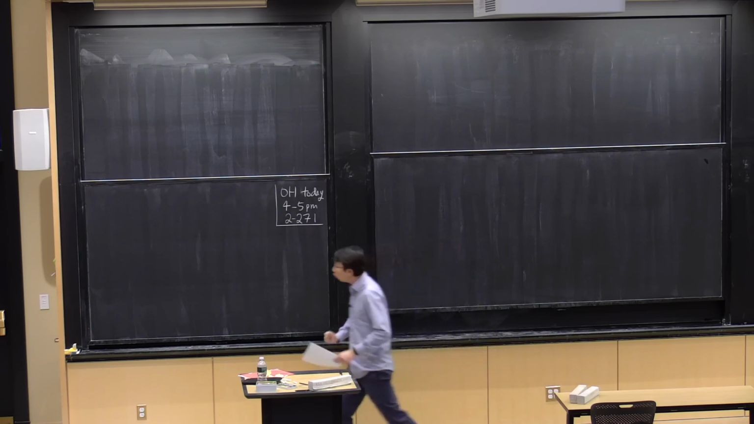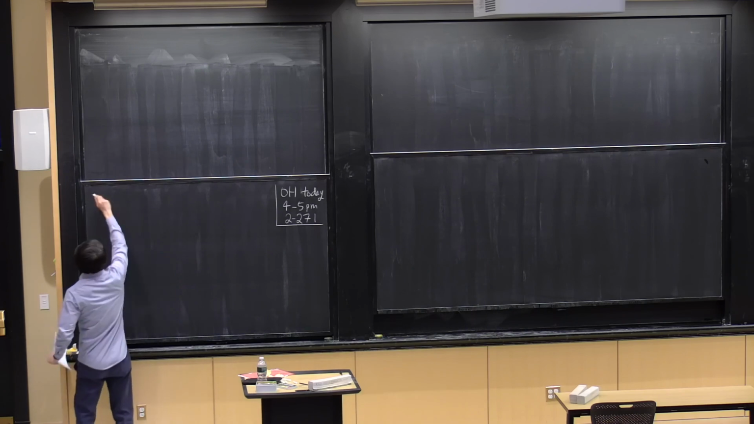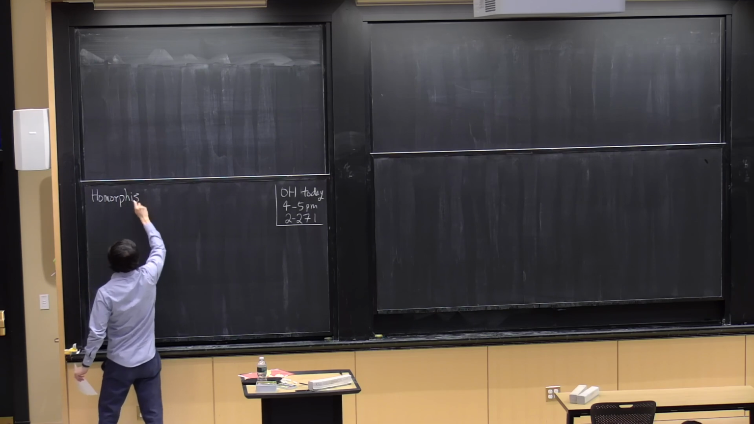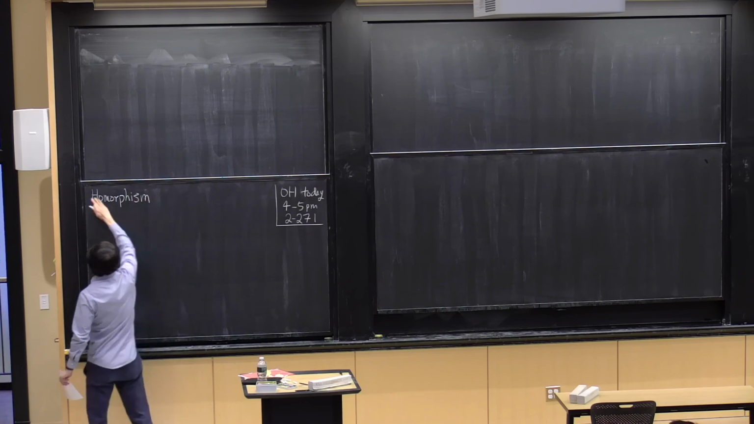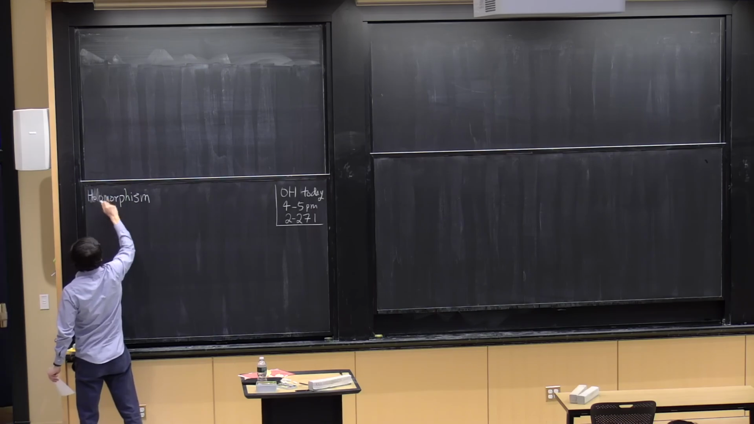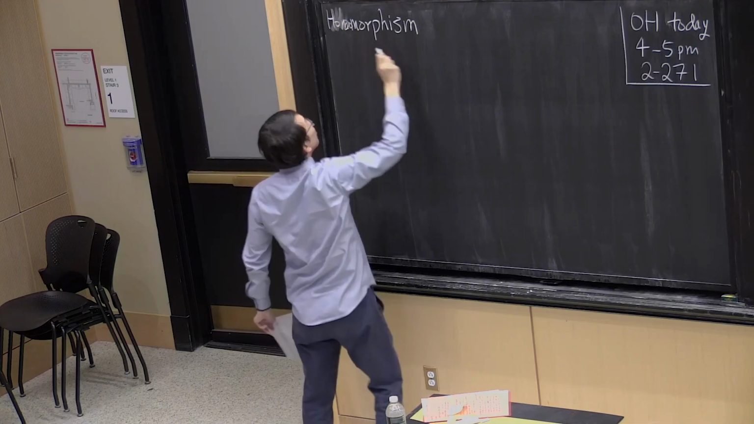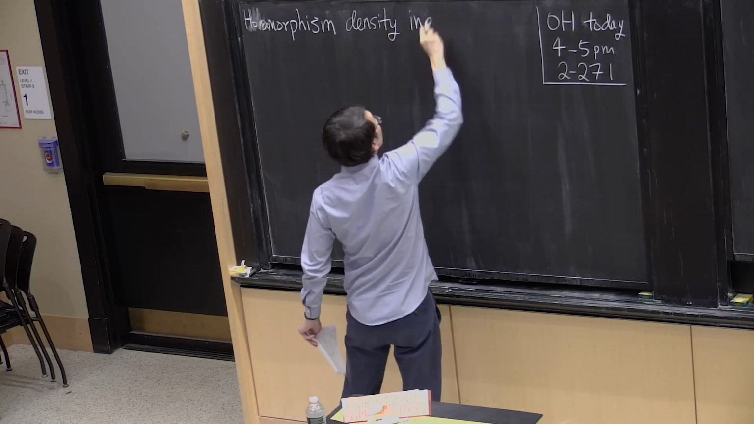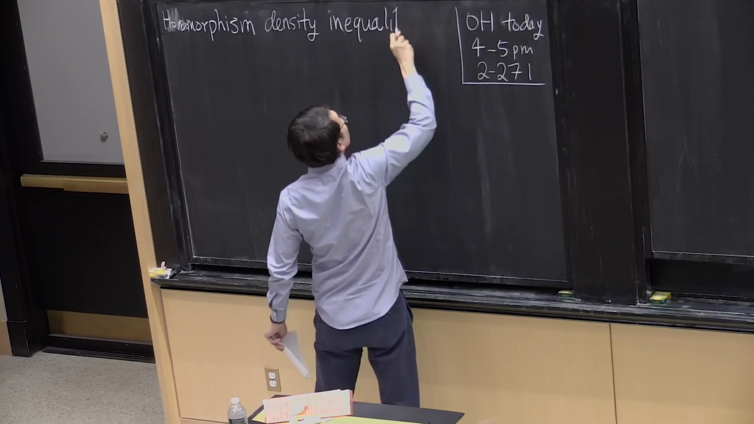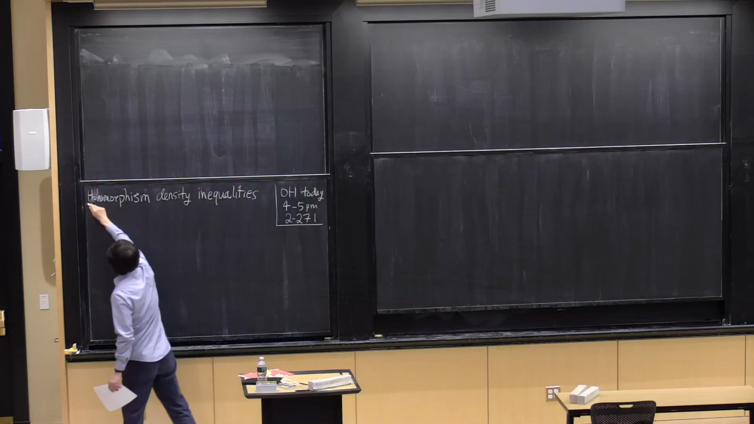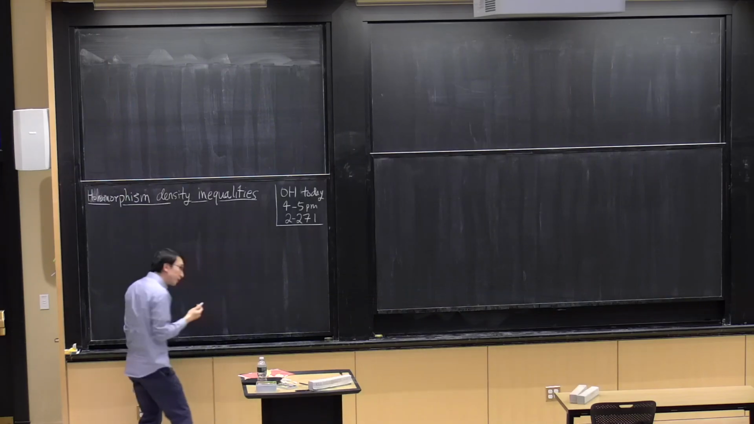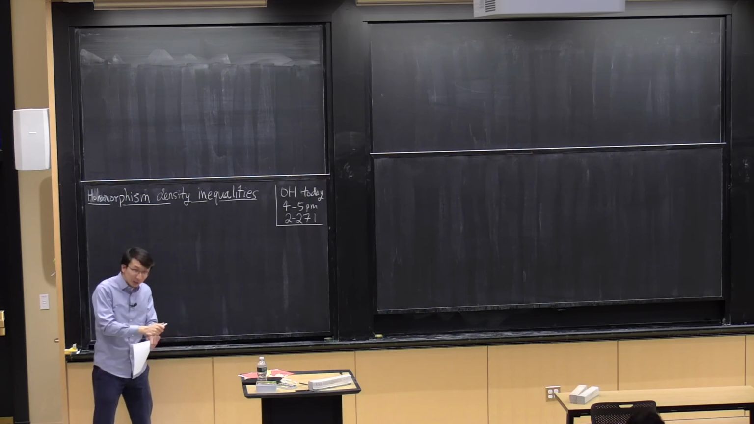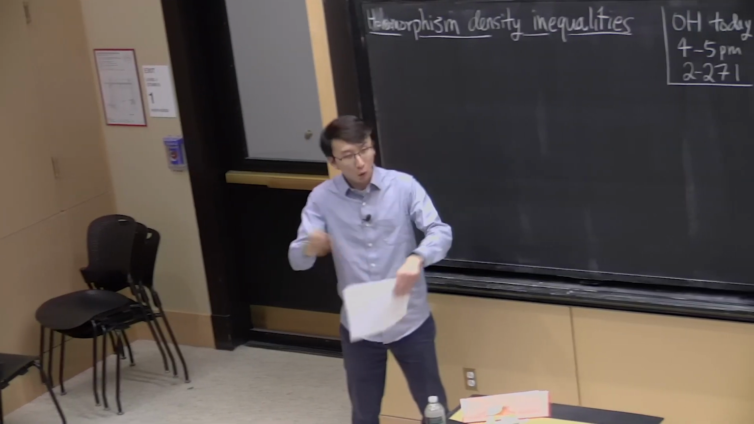So today I want to dive more into these types of problems. Specifically, we're going to be talking about homomorphism density inequalities. So trying to understand what is the relationship between possible subgraph densities or homomorphism densities within a large graph.